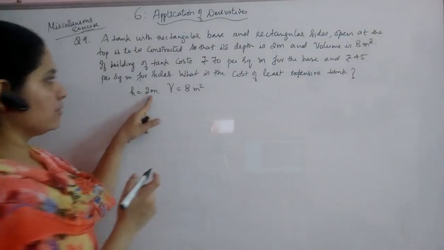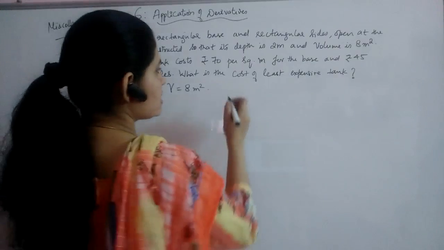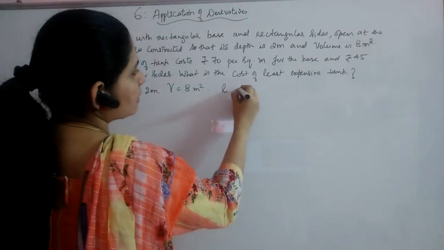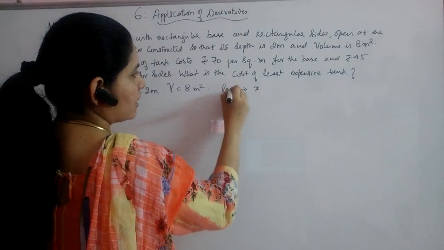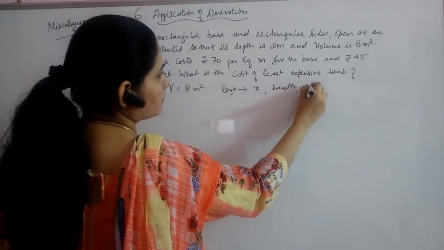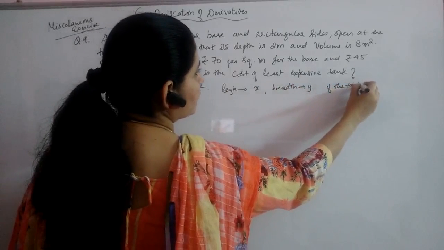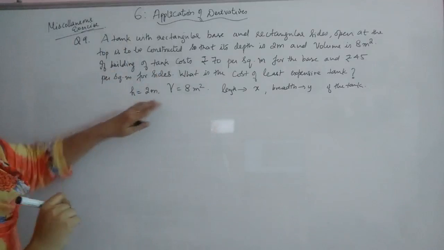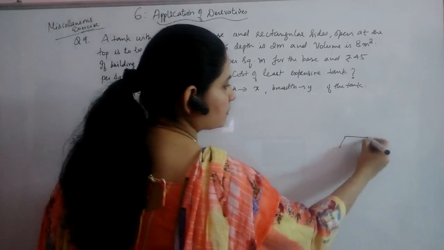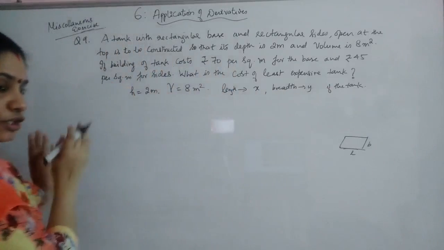so as height is given, it is also acting as a constant, and volume is also given. So we will just let the length of the tank, length of one side of the base, be x. Let length be x and breadth be y. Breadth and length be x and y. So when we say base, what all will come? Base will contain length and breadth. So x and y will be included in the base.